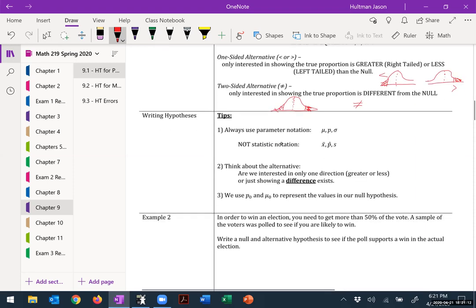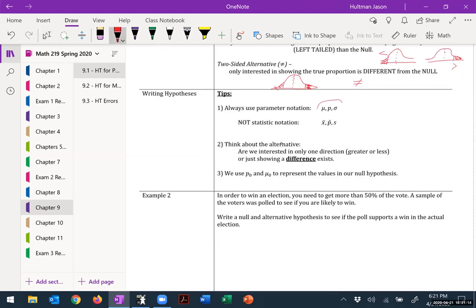Tips. Always use parameter notation: mu, p, and sigma. Not statistic notation: x bar, p hat, and s. We do not want that. Now when we go to calculate our statistics, we're going to use these. But for writing the hypotheses, we always want our parameter notation.